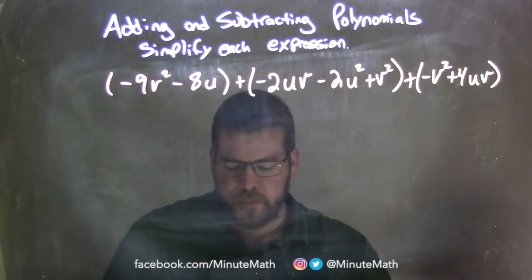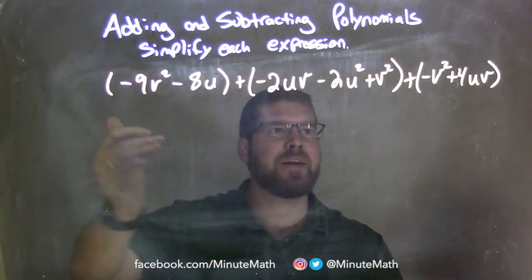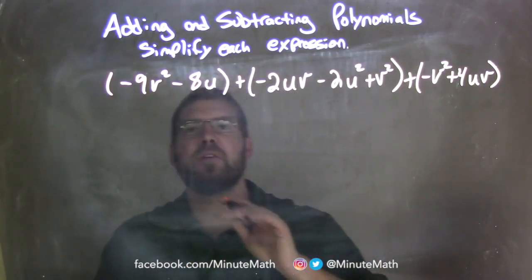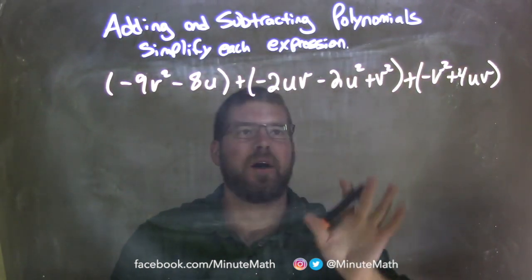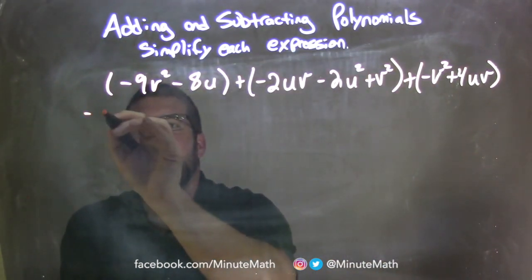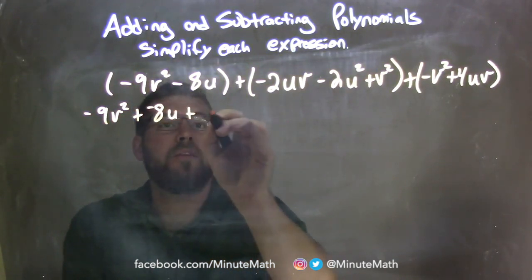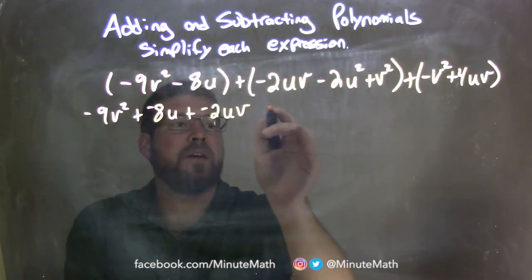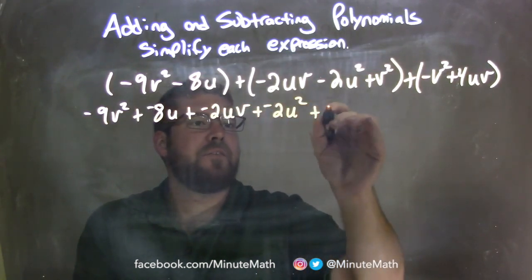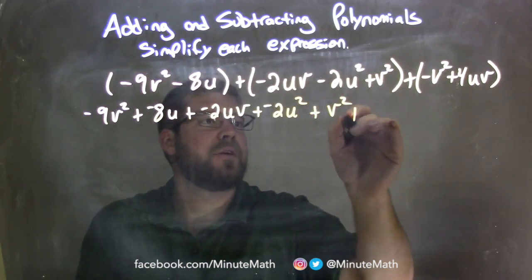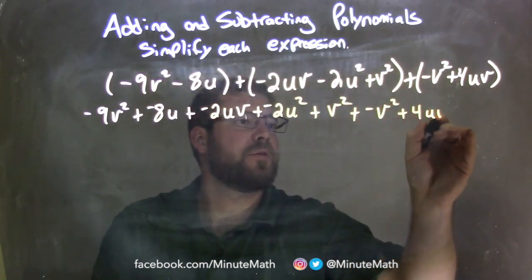Okay. So what I'm going to do is, when I simplify this, I'm going to write everything down with adding a negative. I find that easier. And in doing so, if we look within each parenthesis, there's nothing that I can simplify within each one. So we have a negative 9v squared plus a negative 8u plus a negative 2uv plus a negative 2u squared plus v squared plus a negative v squared plus 4uv.